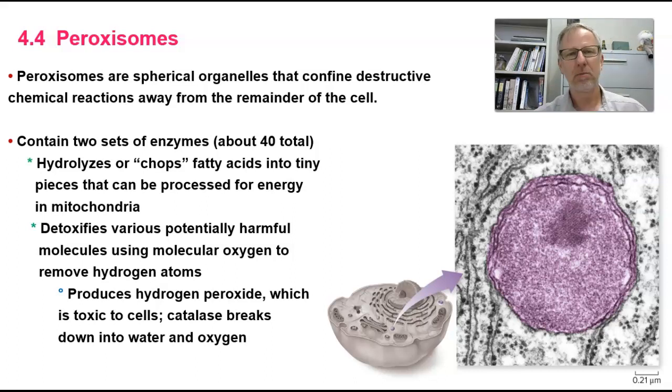So in summary, peroxisomes, while they are included in the section on endomembrane organelles, I don't think they're really part of the endomembrane. But regardless, you need to know what they are and what they do. And that's what this narration talks about. Little spherical organelles that have enzymes in them for either chopping up fatty acids to be used as an energy source, or chemically modifying molecules to make them less dangerous, but then producing hydrogen peroxide that has to also be broken down.